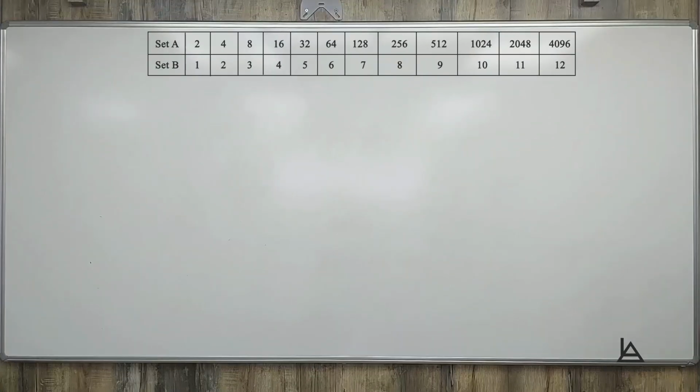Have a look at this table. If you observe the row consisting set A, these are just the numbers, and if you see set B and if you observe carefully, you'll find that set B contains exponents of 2. Thus 2 raised to 1 is 2, 2 raised to 2 is 4, 2 raised to 3 is 8, and so on and so forth.